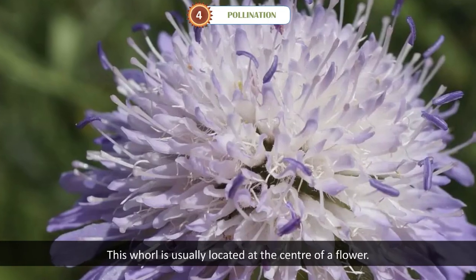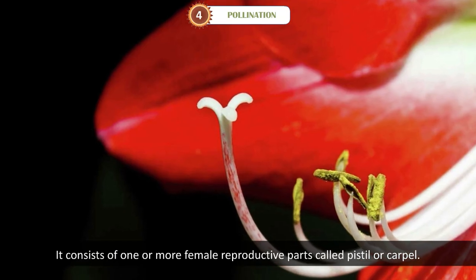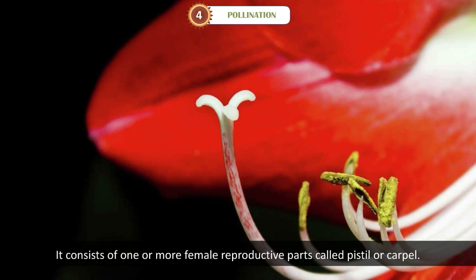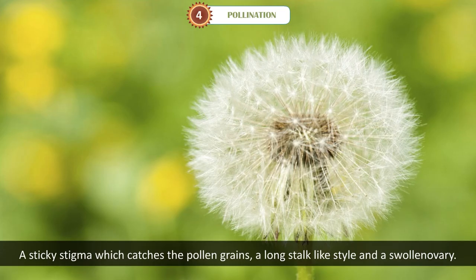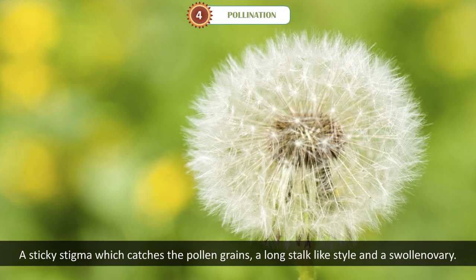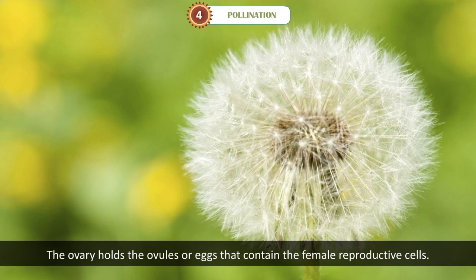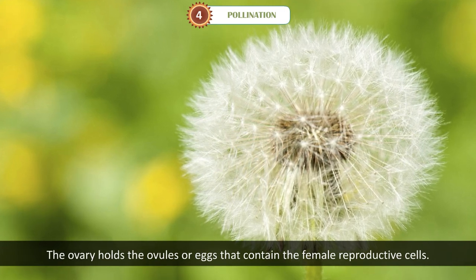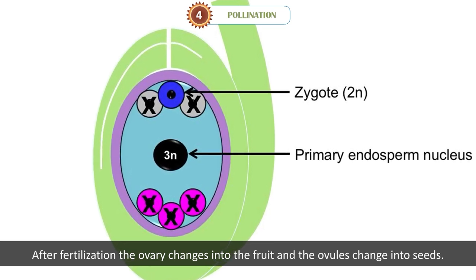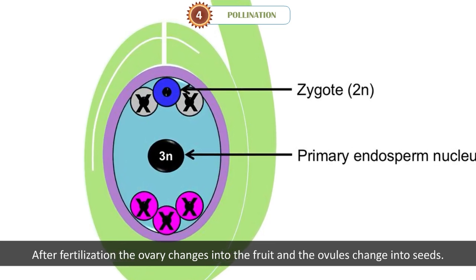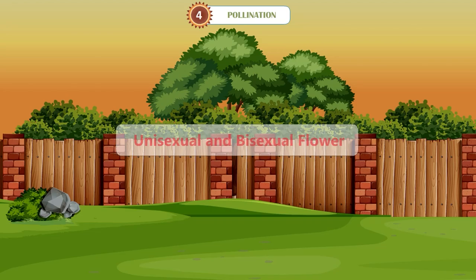Gynoecium. This whorl is usually located at the center of a flower. It consists of one or more female reproductive parts called pistil or carpels. A pistil may be divided into three parts: a sticky stigma which catches the pollen grains, a long stalk-like style, and a swollen ovary. The ovary holds the ovules or eggs that contain the female reproductive cells. After fertilization, the ovary changes into the fruit and the ovules change into seeds. The seeds, when germinated, produce baby plants.